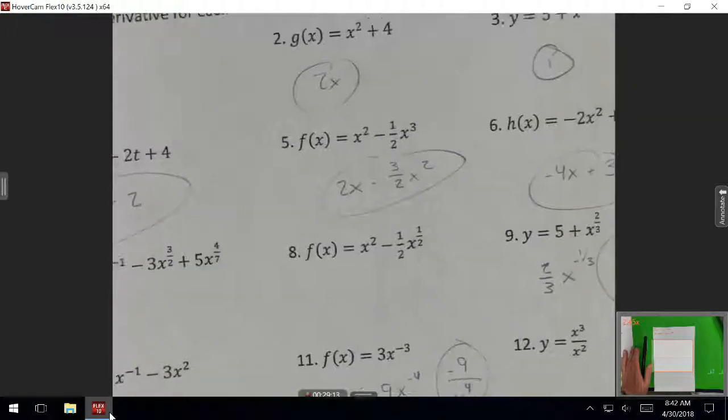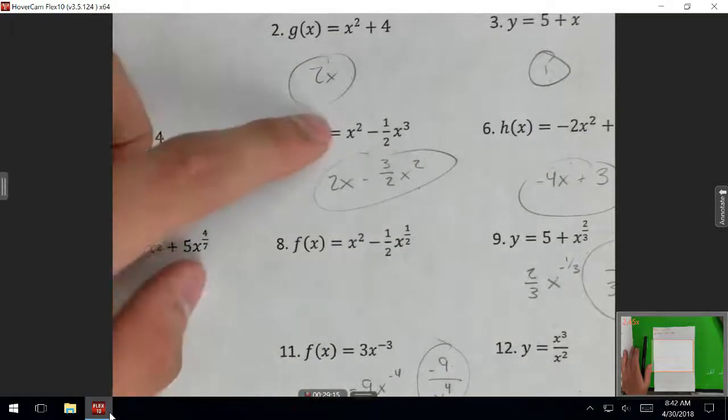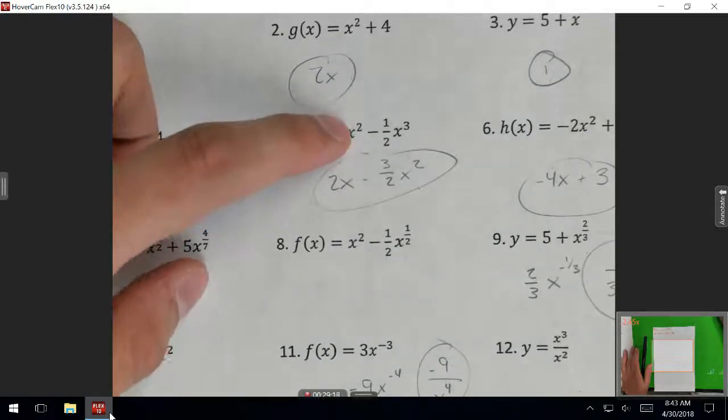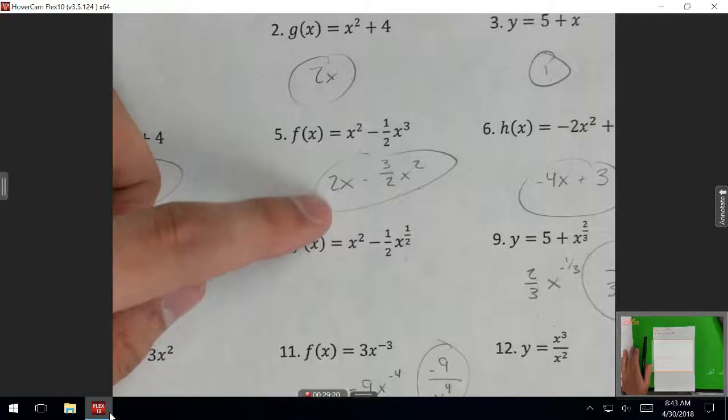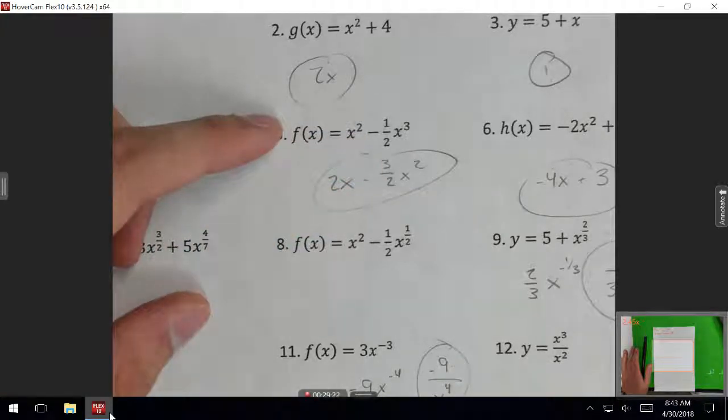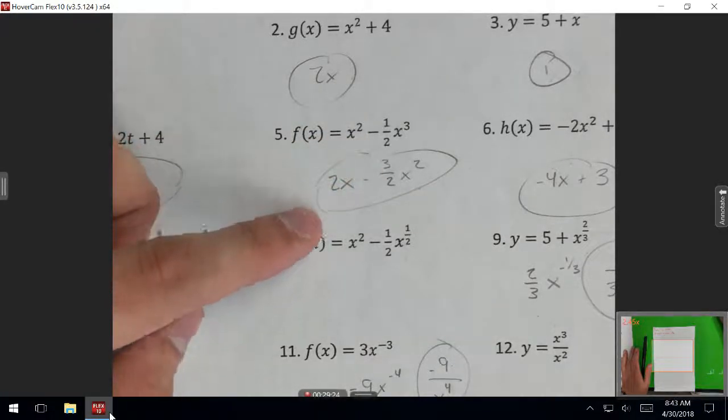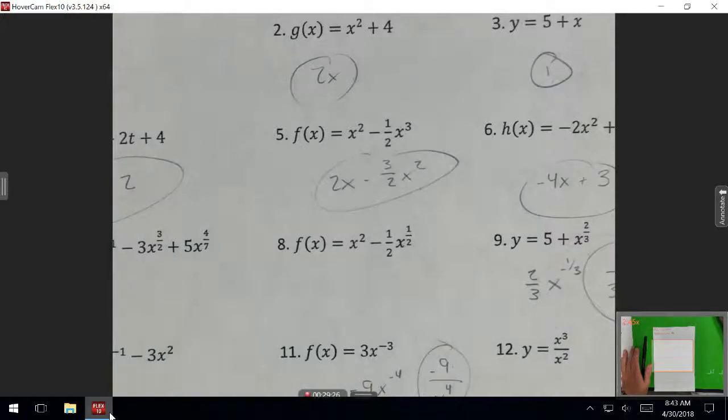Alright, so number 5. So we'd multiply the 2, so it'd be 2, or then you minus 1. Sorry. Okay. Don't be nervous. Been a family all year.